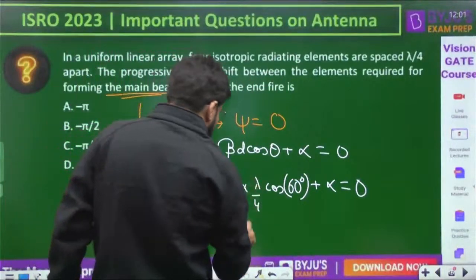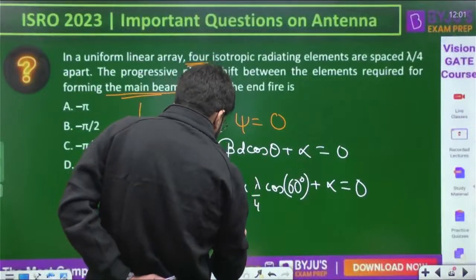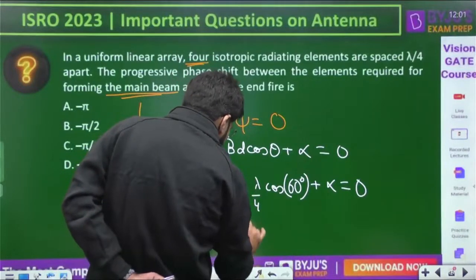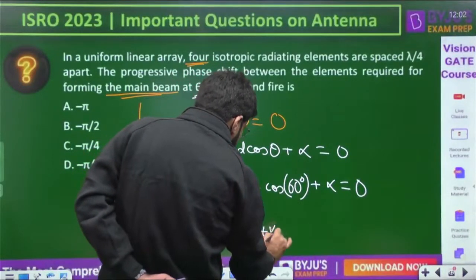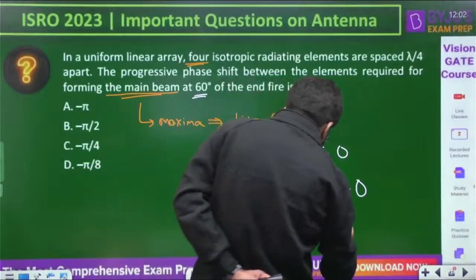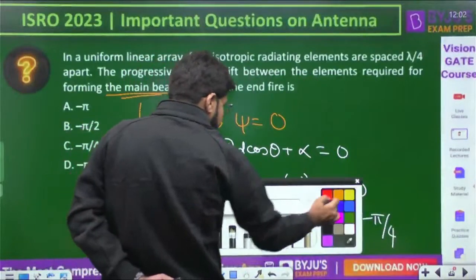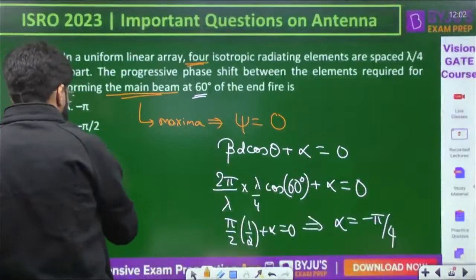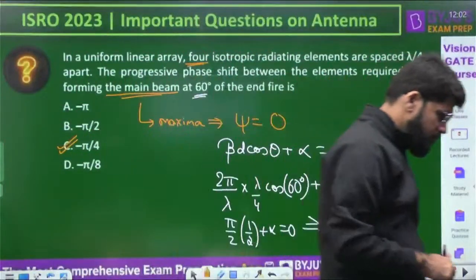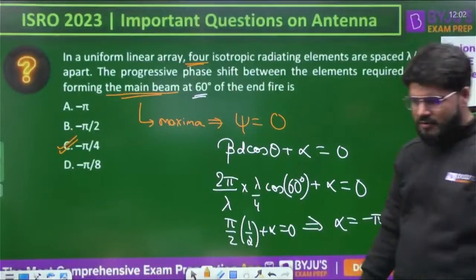So lambda cancelled. 2 pi by 4, that is pi by 2. Cos 60 degree is half. And plus alpha is 0. Simple answer, minus pi by 4. The answer turns out to be minus pi by 4.